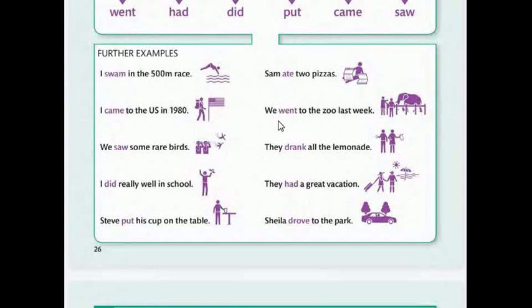Sam ate 2 pizzas. We went to the zoo last week. They drank all the lemonade. They had a great vacation. Shayla drove to the park.